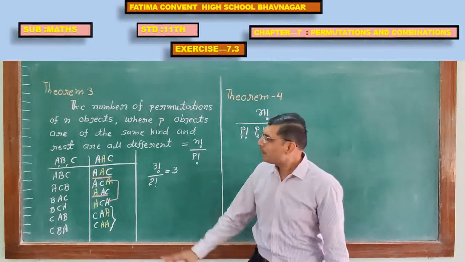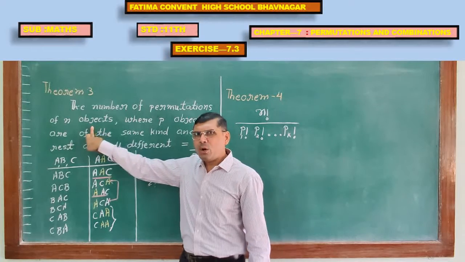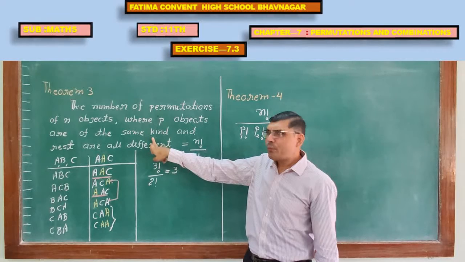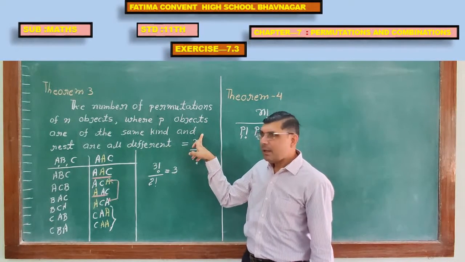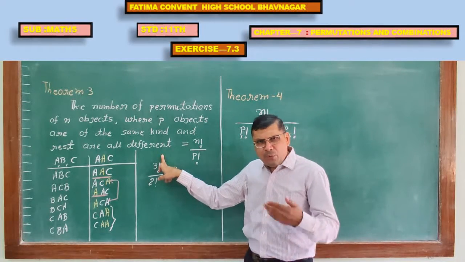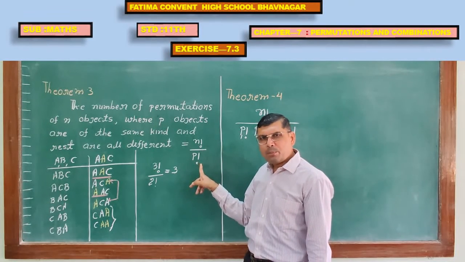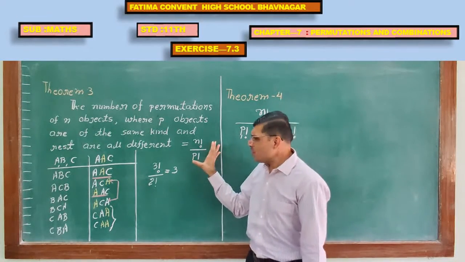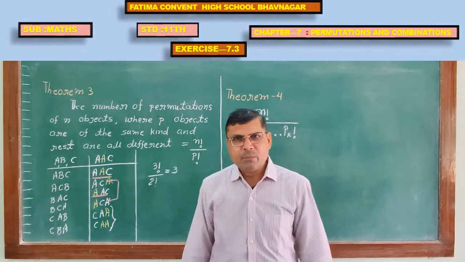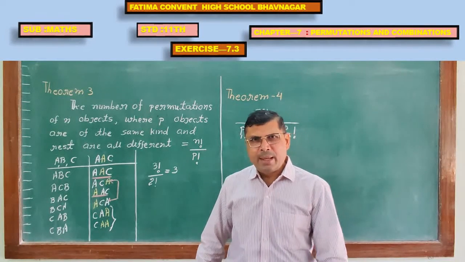Theorem number 3. The number of permutations of n objects where p objects are of the same kind and the rest are all different. If you want to find that out, the formula is n factorial upon p factorial. Now what does this mean and how can we extend this up to k factorial? That we will explain later on. First of all, let us take a simple example.